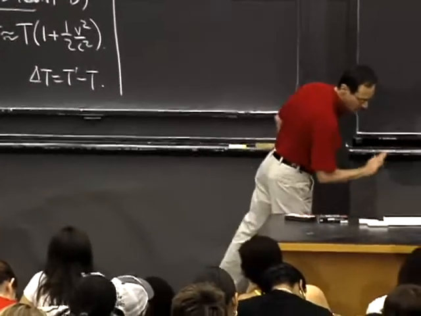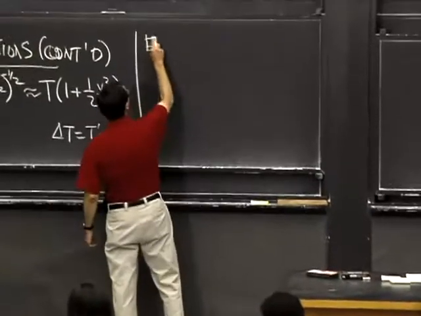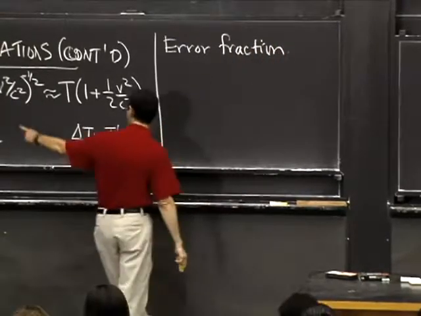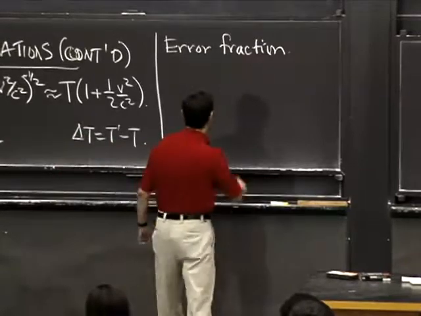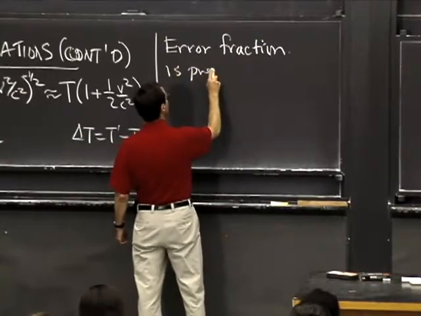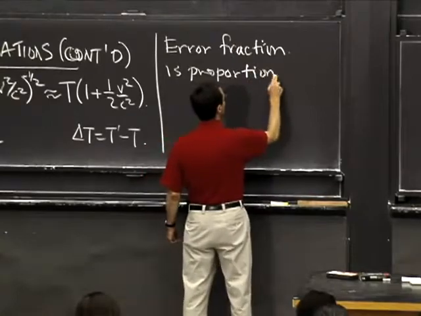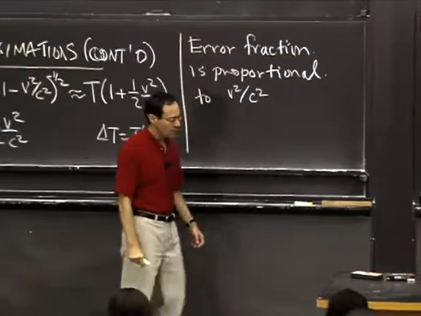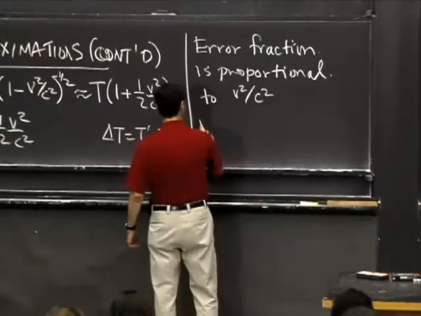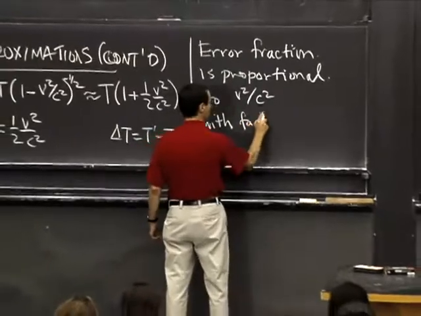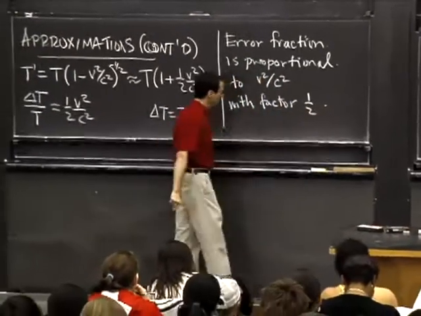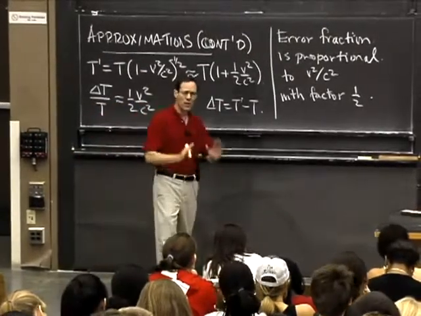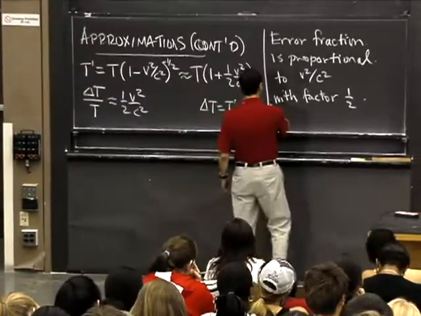So I want to write this down just as summary. So the error fraction, if you like, which is sort of the number of significant digits that we have in our measurement, is proportional, in this case, to this quantity. It happens to be proportional to this quantity here, and the factor happens to be a half. All right? So these proportionality factors are what we're looking for. They're rates of change, the rate of change of something with respect to something else.